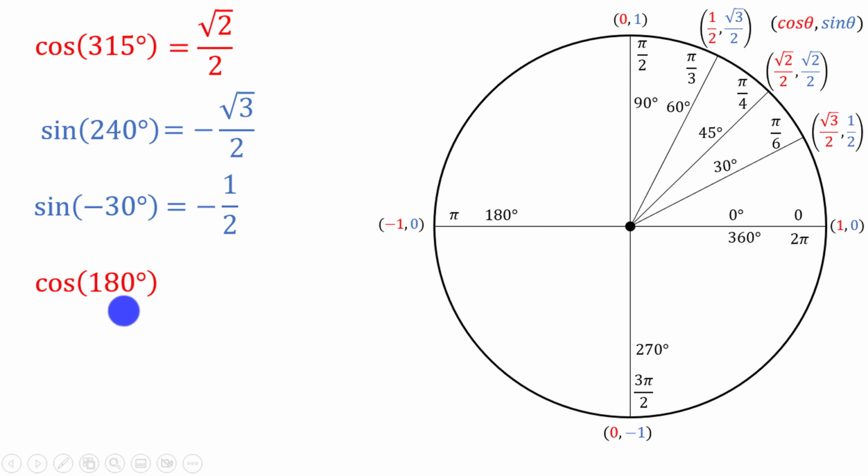Okay, how about cosine of 180 degrees? Well, that's an easy one because it's a quadrant angle, right? 180 degrees is right over here. Cosine is the x-coordinate, so it's just going to be negative 1.